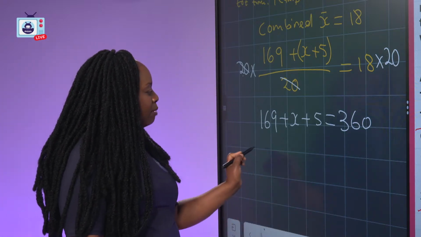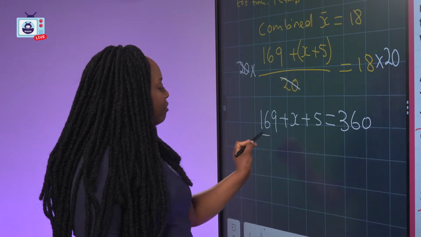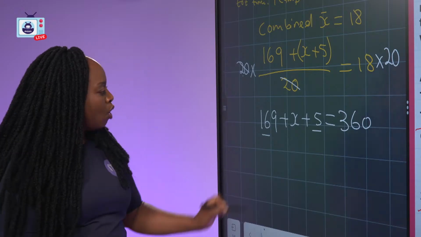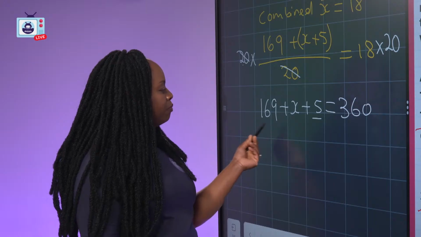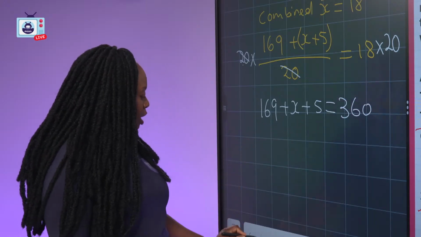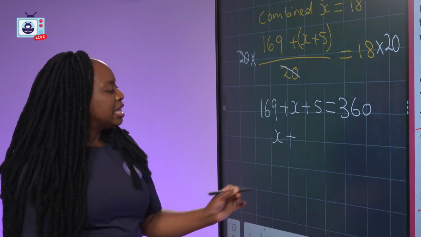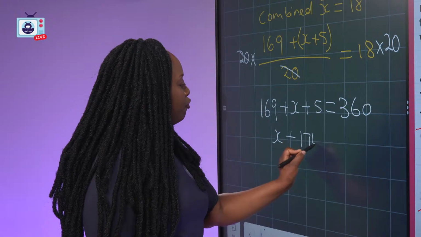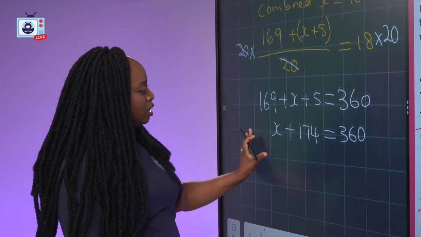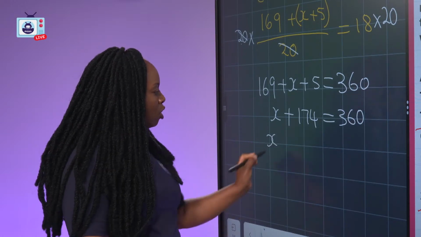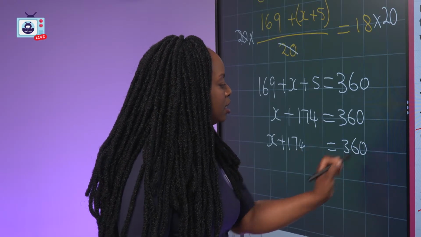Then we are looking for X. Remember, every time you look for X, you have to remove everything that is with X. But maybe we can start by doing the like terms of 169 and the 5, right? So let's first start there. We can just add the two. Then we have X plus, what is 169 plus 5? That is going to be 174, which equals 360, right? So let's move the 174. So we have X plus 174 equals 360.